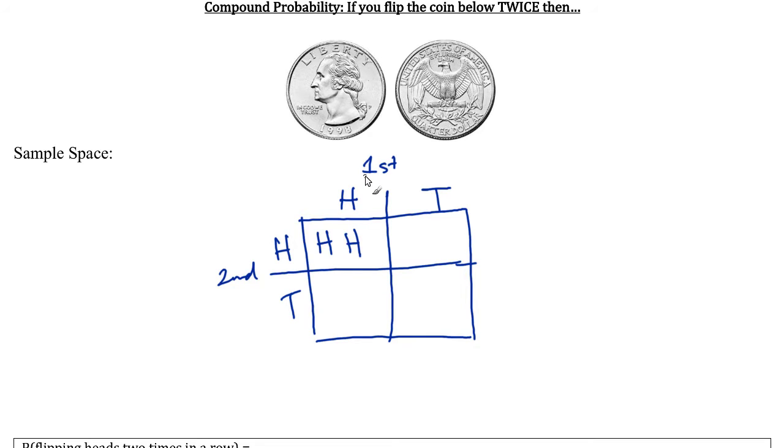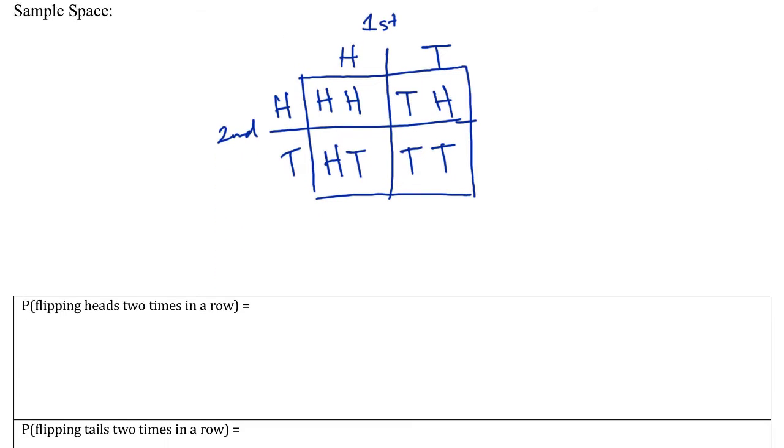The first time you could flip a heads again, and then the second time you could flip a tails. The first time you could flip a tails, and then the second time you could flip a heads. And then the first time you could flip a tails again, and the second time you could also get a tails. So we have heads heads, heads tails, tails heads, tails tails. Those are all the possibilities.